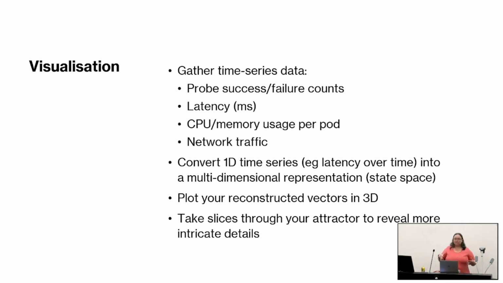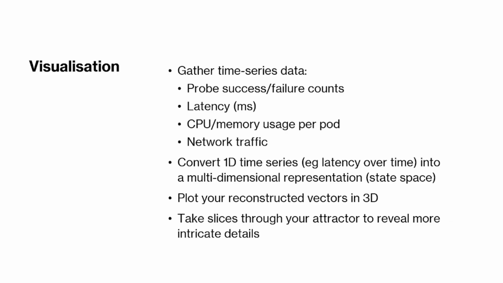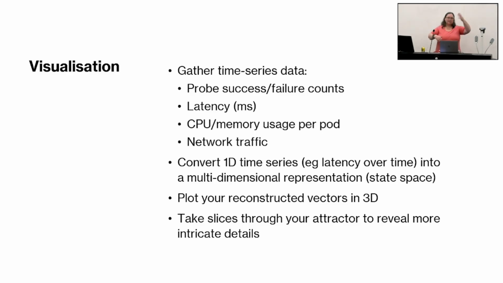So mapping a chaotic attractor involves treating the storm's dynamics as a time series data set. So collect your probe success and failure counts, your latency, your CPU measurement, etc. And then take that data and map it into a... there's a conversion instruction here. I'm going to skip that bit, but convert your time series into a multi-dimensional representation. So you have probe success over time intersecting with probe failure counts, intersecting with latency, etc. There are tools to help you plot this, your reconstructed vectors in 3D.